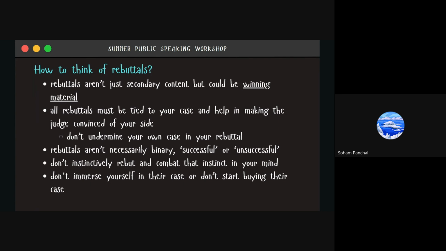They are winning material, right? And one important thing about rebuttals is that you should not independently take down their rebuttal. What is better is you connect them to your own case. If opposition has an argument, you want to take down their argument, or you want to rebut their argument, what you do is you connect them to your own case.